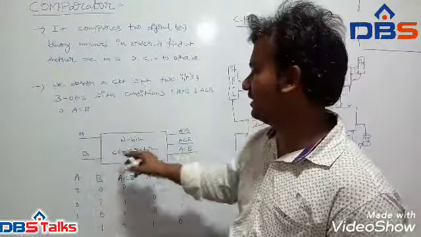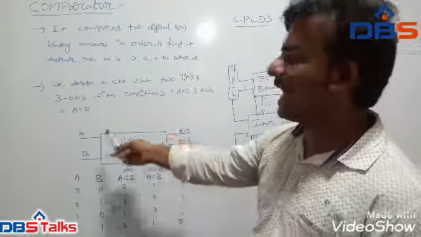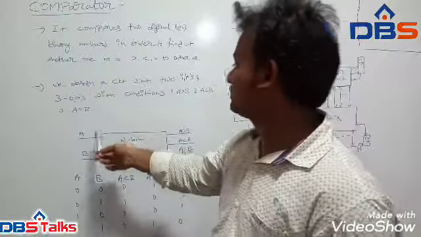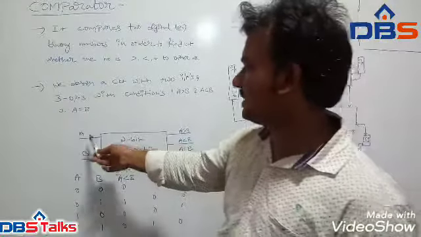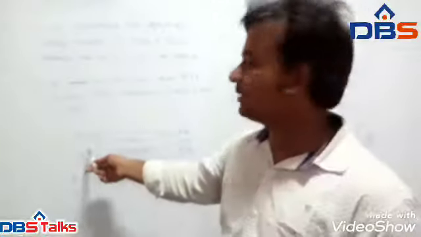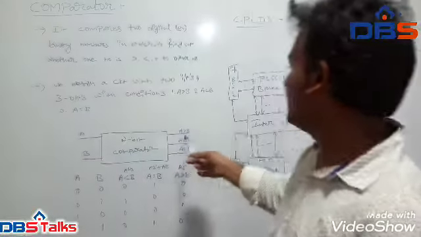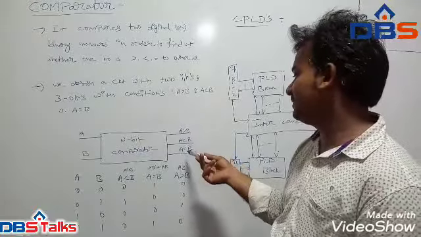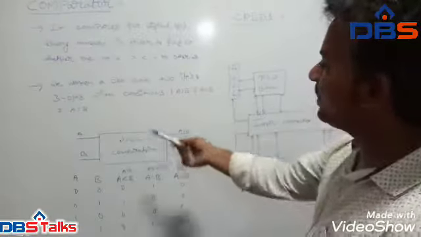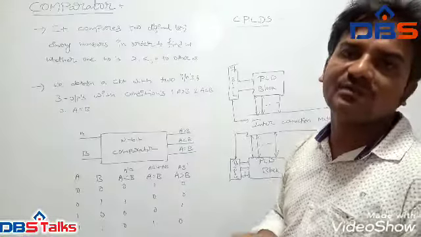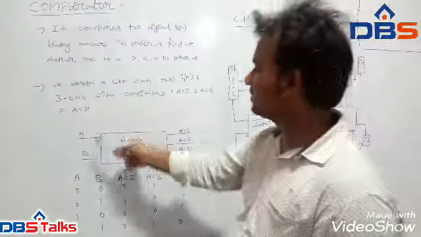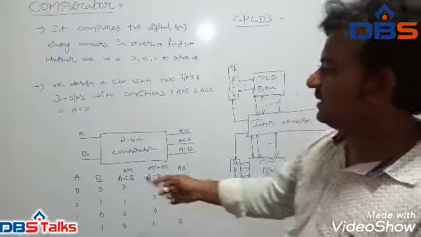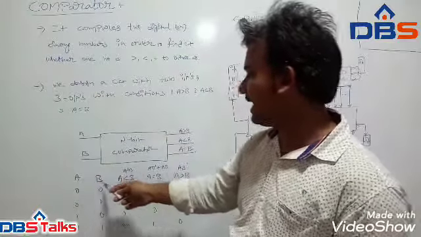So the basic circuit diagram for a comparator is this shown diagram. This diagram consists of two inputs, A and B. The outputs are A greater than B, A less than B, and A equal to B. How it performs the comparison from one bit to another is explained by this truth table. That is, we have A and B.